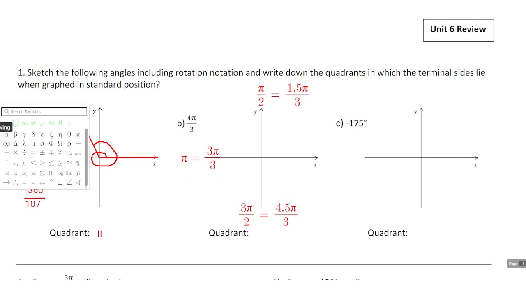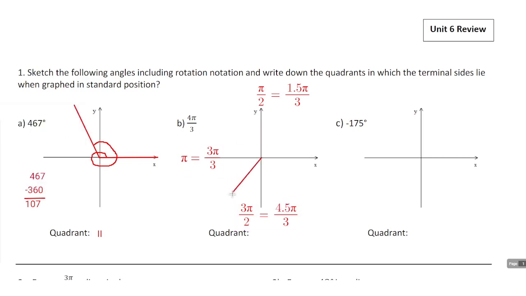So 4 pi over 3 is going to be down here in our third quadrant. My rotation is going to start at the initial side, and we're just going to go to about here. I forgot to draw the little arrow on the last one, my bad. There we go. Now it looks a lot better.